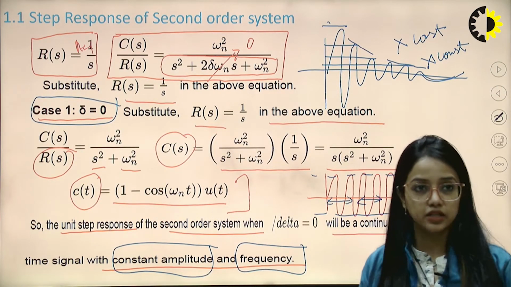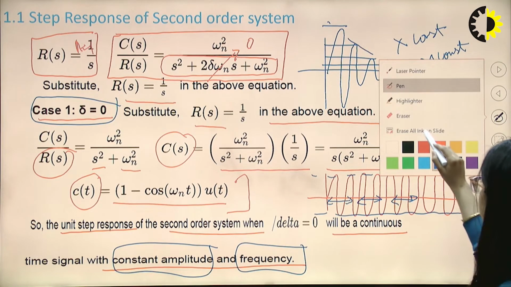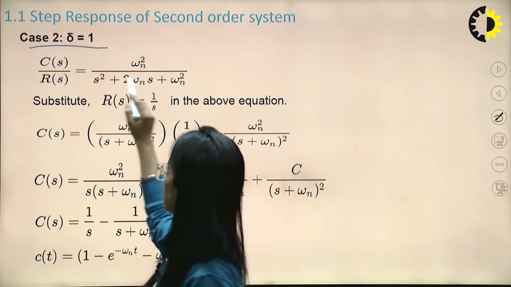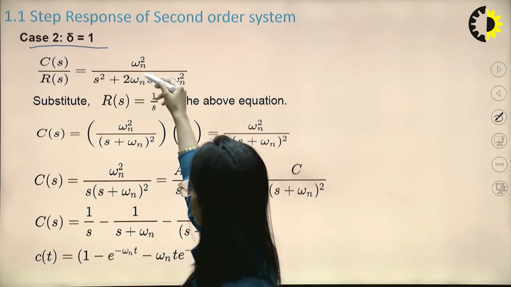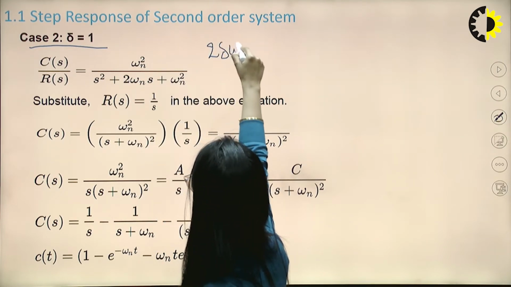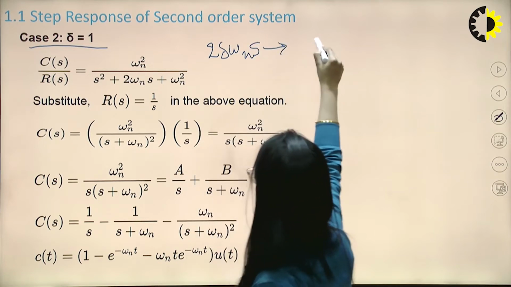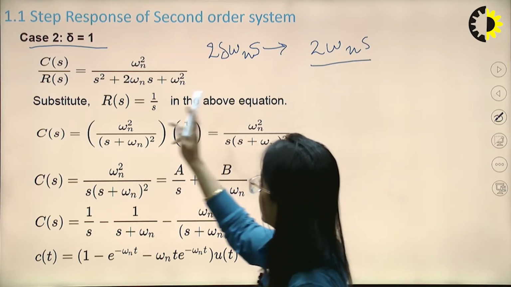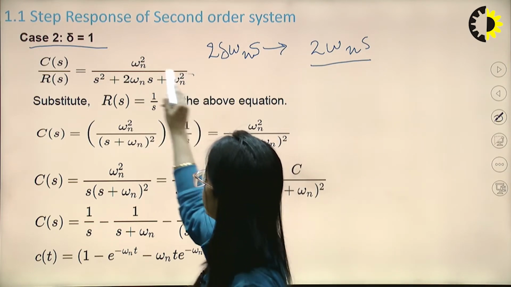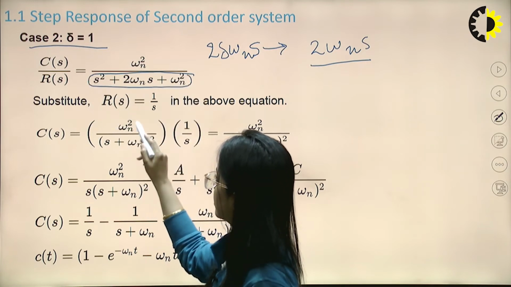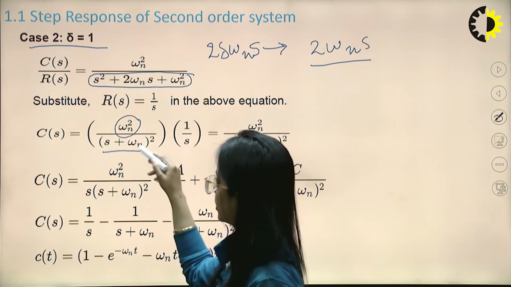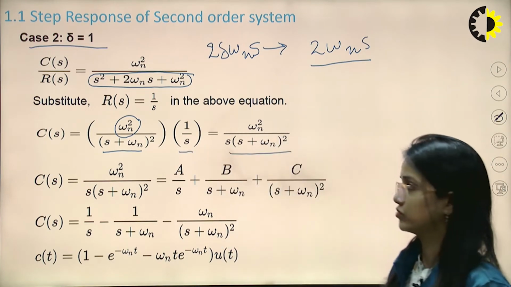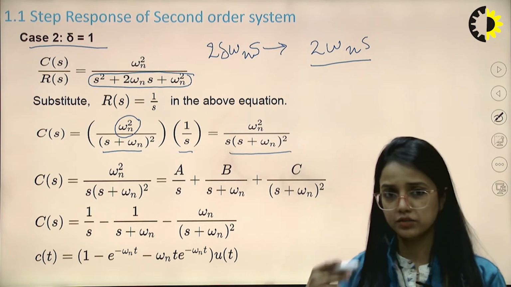Now we will be studying case 2 when zeta equals 1. So when zeta equals 1, this term was 2 zeta omega n s, so this reduces to 2 omega n s. So when we write 2 omega n s, we can see a perfect square here. So we can write it as omega n square, s plus omega n whole square. Multiplying R(s), C(s) by R(s) and R(s) is 1 by s, multiplying that side.